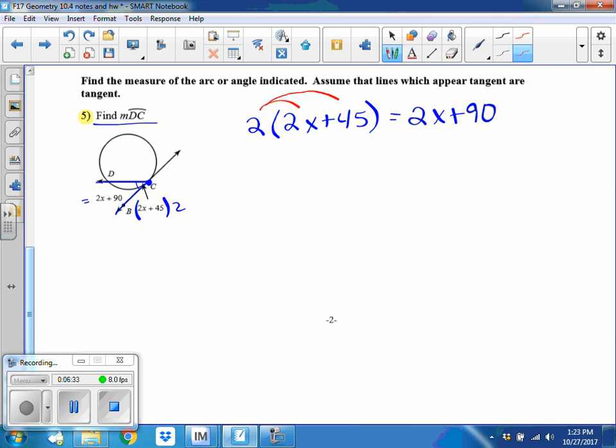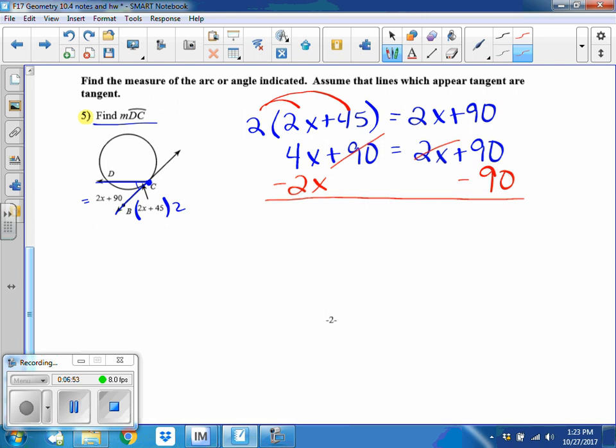We're going to distribute the 2. You have 4x plus 90 equals 2x plus 90. Let's get our terms together. So subtract 90 to get rid of that. Subtract 2x to get rid of that. We get 2x equals 0. Divide by 2, and x equals 0.